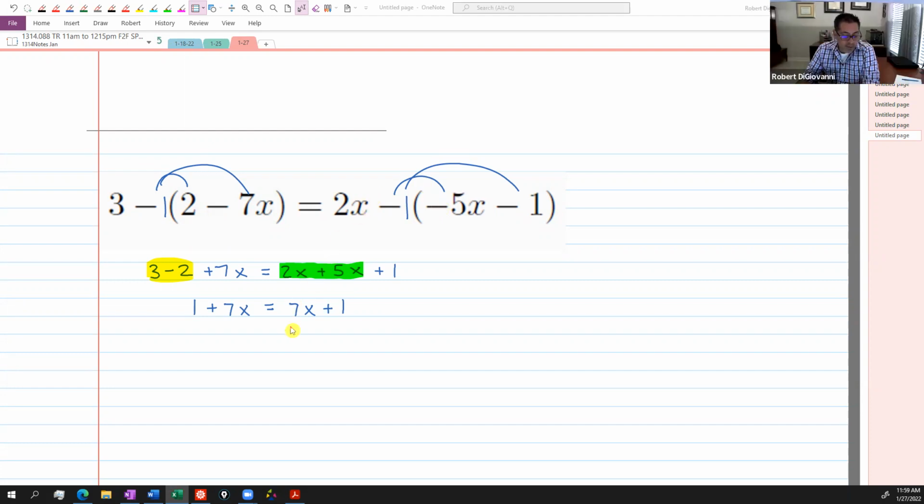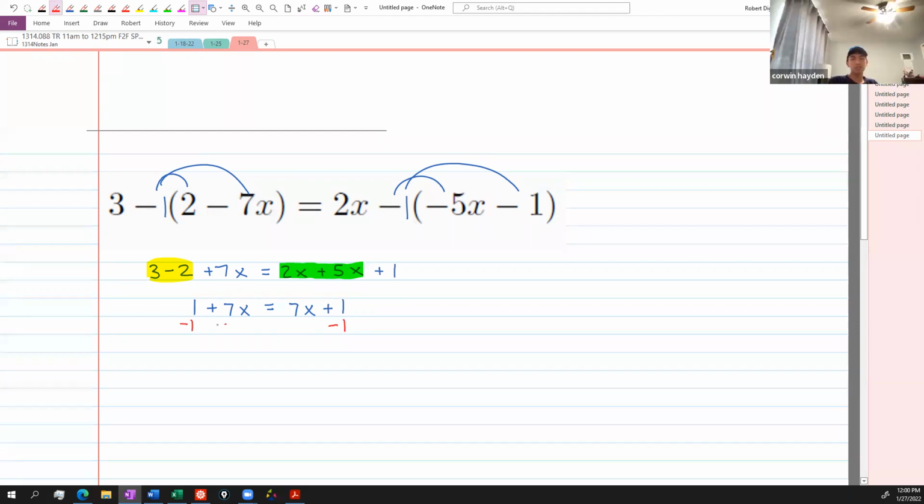We've combined like terms, and now we're supposed to get all the x's on one side and then all the numbers on the other. So how would you go about doing that? I would minus the 1 on both sides? Okay, and minus the 7x on both sides, right?